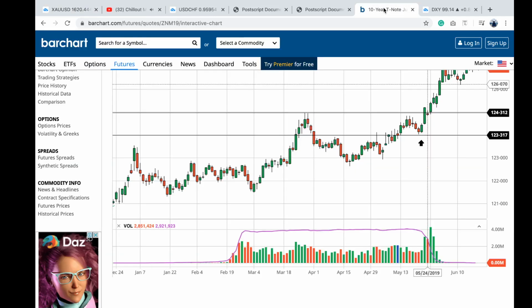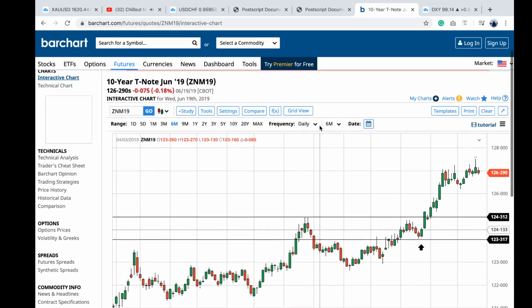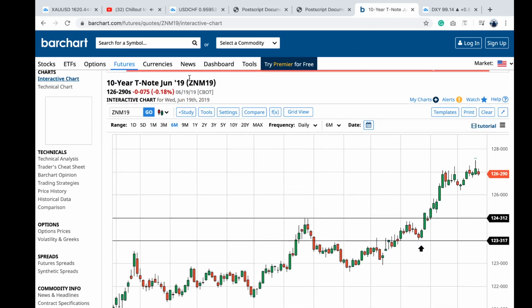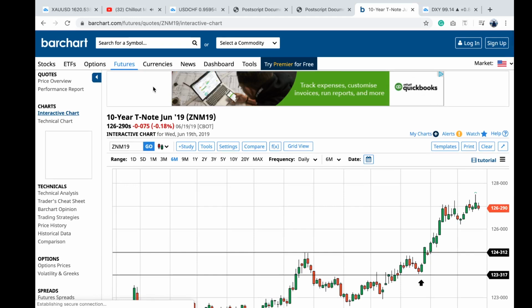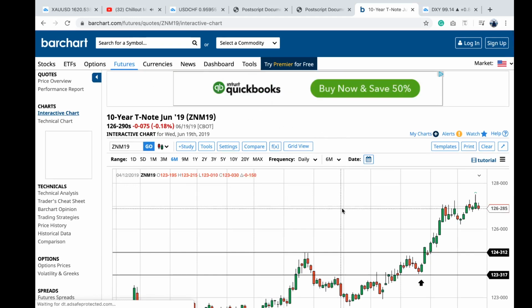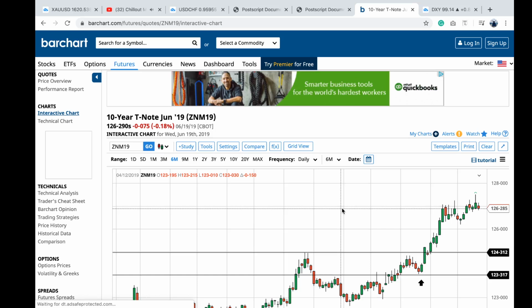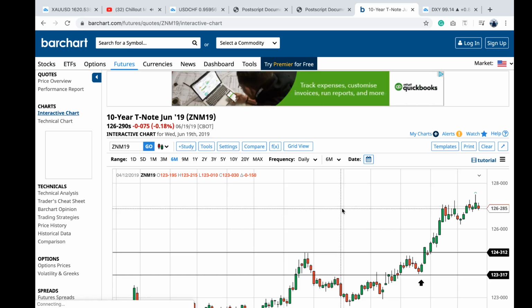So if we go to 10-year treasury notes of June 2019, you can see right here, 10-year T notes June 2019. The 10-year treasury note is simply what we use as a reference for bond prices in the US. So we want to see how that affects the DXY. It was actually time for DXY to drop off.